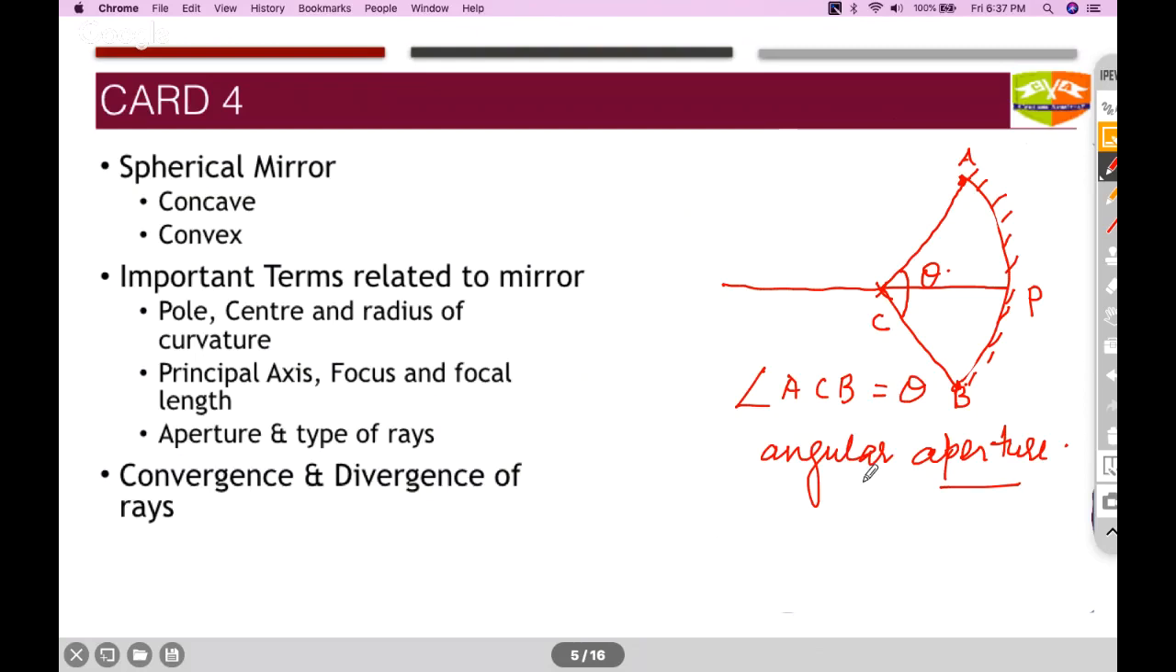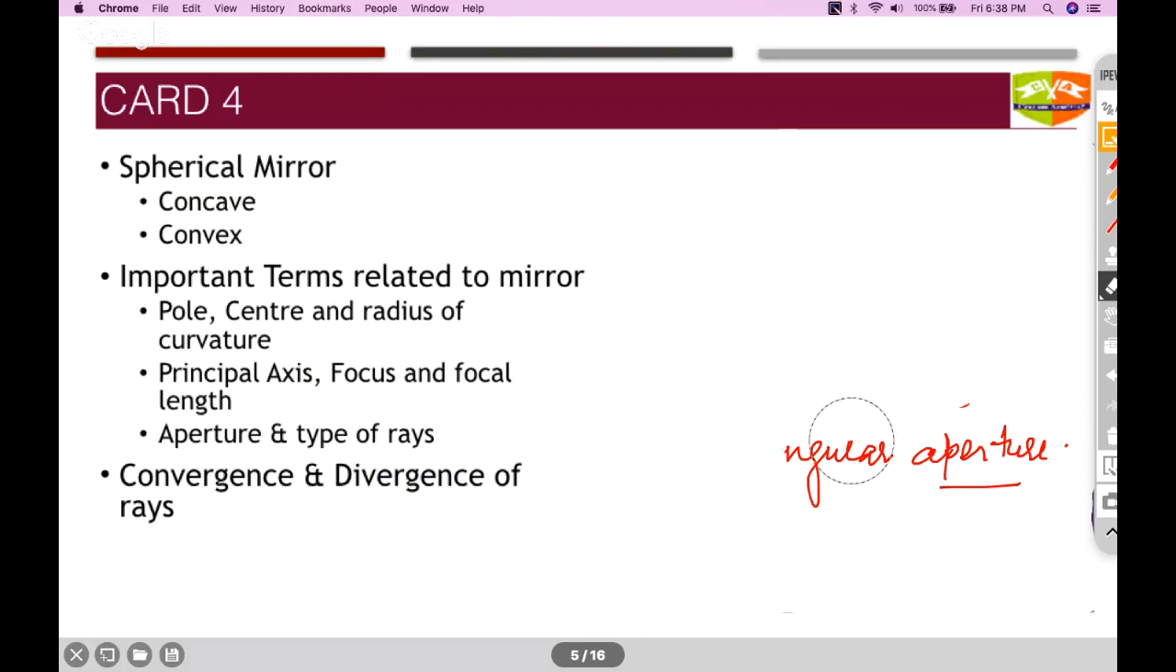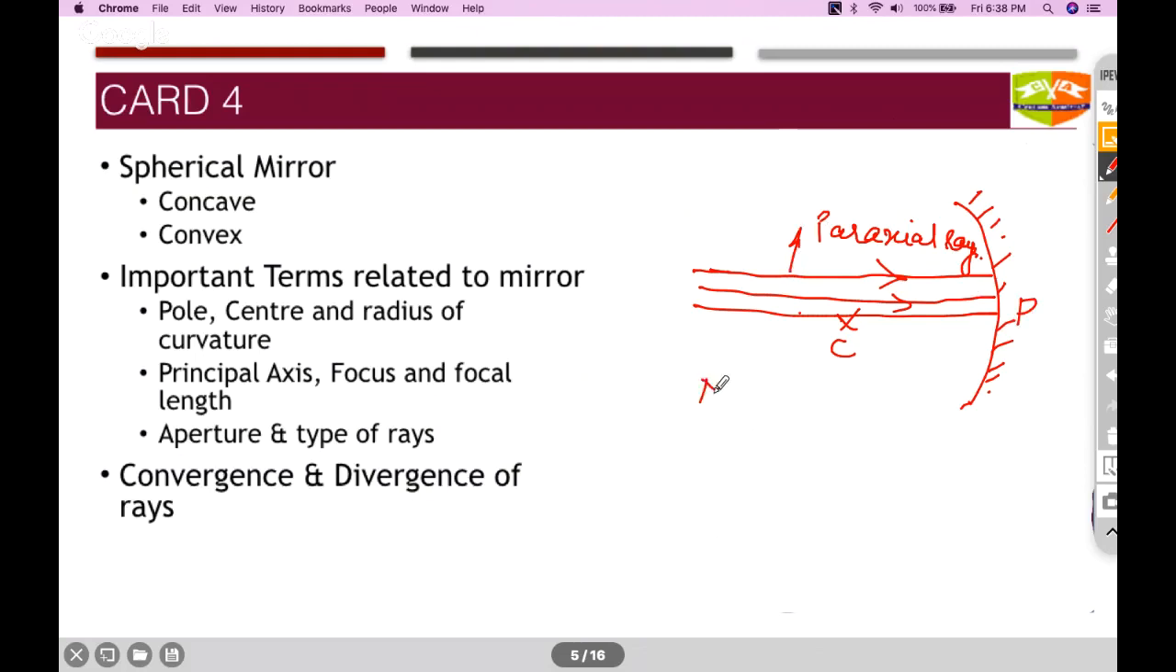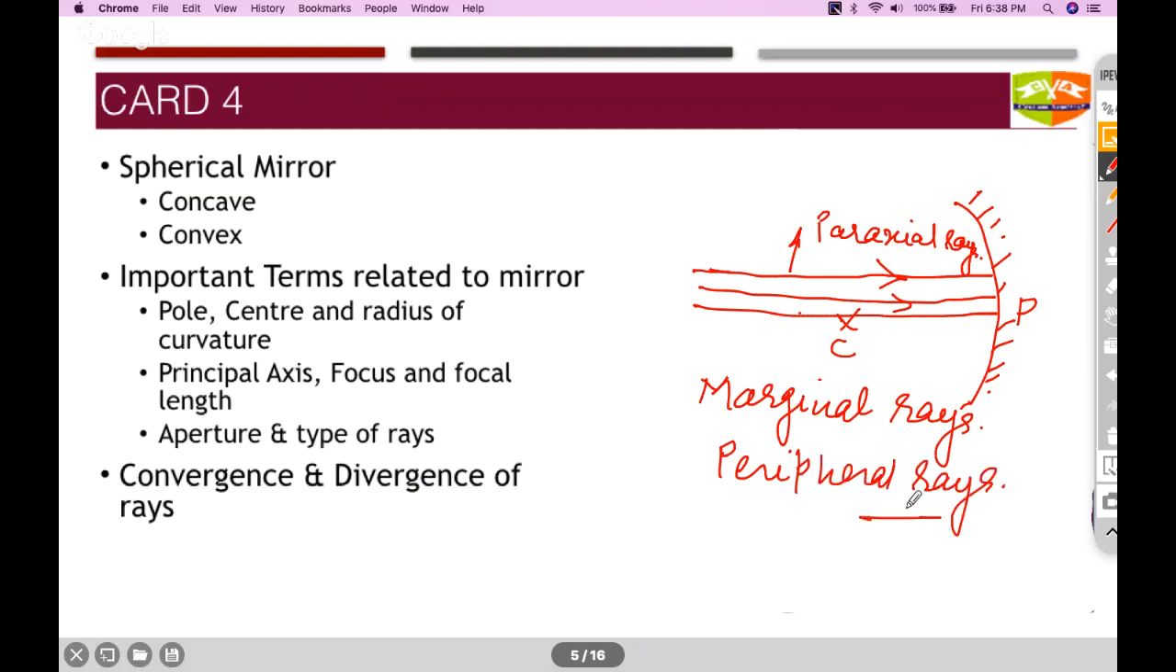Now the next one is paraxial rays. What are paraxial rays? A paraxial ray is any ray which is near the principal axis. Let me categorize the rays which fall on the spherical mirror. Suppose this is my concave mirror. Rays which are very close to the principal axis are known as paraxial rays. Rays which are farther from the principal axis are known as marginal rays or peripheral rays.